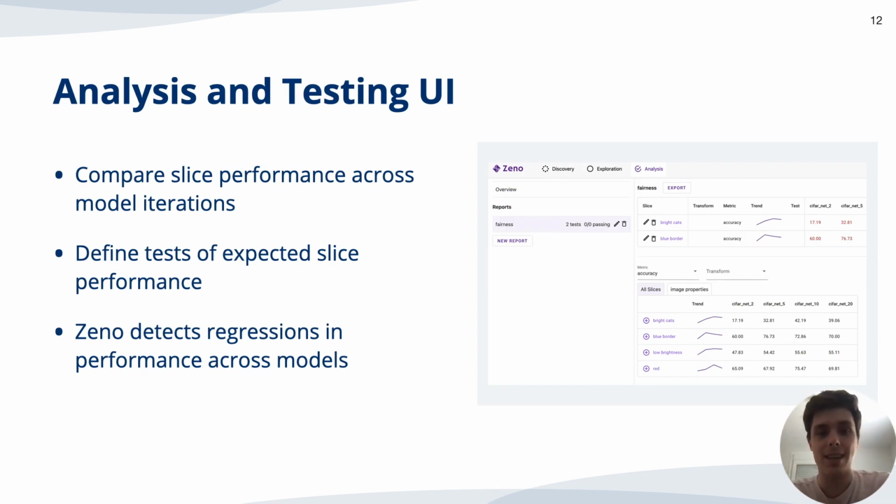Next one is the analysis and testing UI. This lets you take those initial slices and insights you created and actually create high-level reports of how your model is performing, with different types of charts. You can even set expectations of how you expect your model to perform and get alerts if it's falling under, say, a certain threshold of accuracy. It's kind of your high-level summary of how your model is performing.